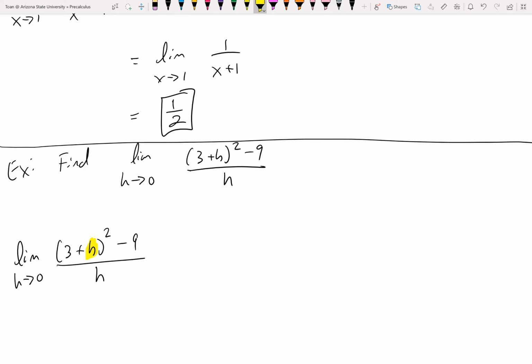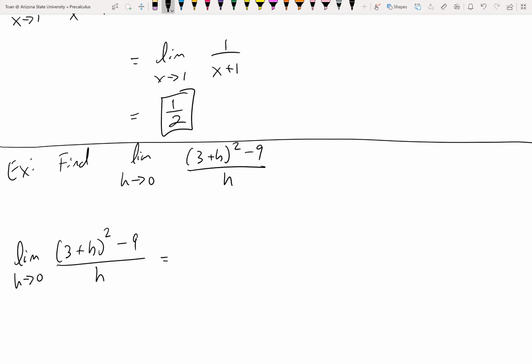Because if you make the h a 0, 3 plus 0 squared is 9. 9 minus 9 is 0. And then, of course, h is 0. So we get 0 over 0. So that usually means before we apply the limit, we have to do some mathy stuff.